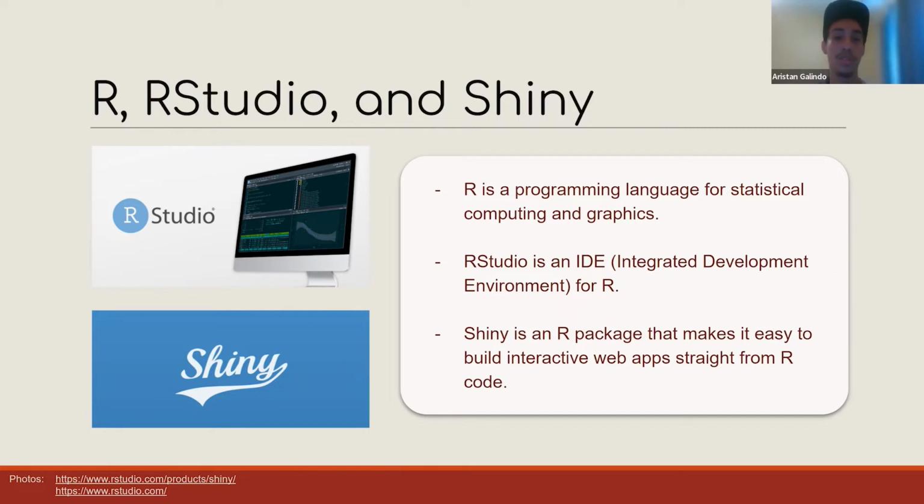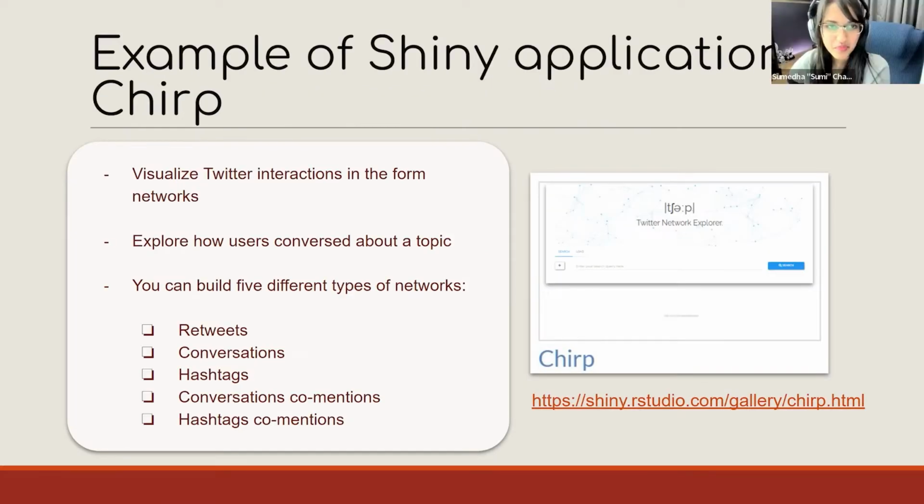So now we're going to show you 2 examples of Shiny applications and a quick demo of what you're going to see when you look into the Shiny application. All right, so one of the examples of Shiny applications we're going to take a look at is called Chirp. It allows you to visualize Twitter interactions in the form of networks. It lets you see how Twitter users converse about a topic, and it can let you see these interactions in the form of networks based on retweets, conversations, hashtags, conversation co-mentions, and hashtag co-mentions.